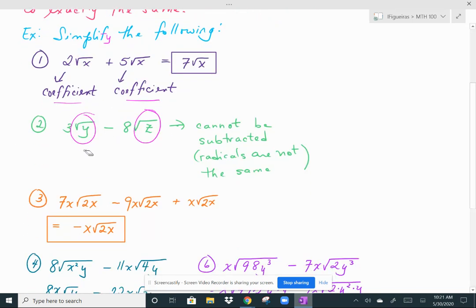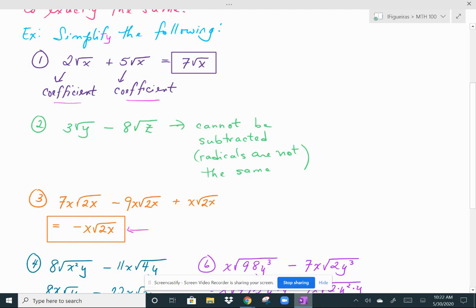Here I have 3 terms. I have 7x root 2x minus 9x root 2x plus x root 2x. Okay, so not only do I need the same radical, which I have, but the variable on the outside has to also be the same. Again, they have to be like terms. So you're just combining 7 minus 9, which is negative 2, plus 1, which gives me negative 1x root 2x. Okay, but we don't write the negative 1, it's implied. So you write it exactly like this, negative x root 2x.